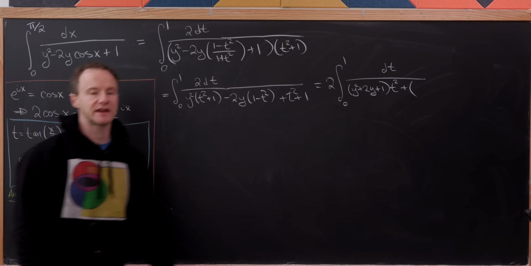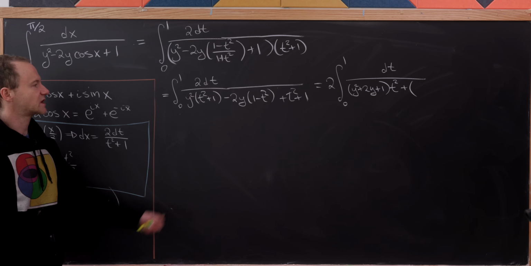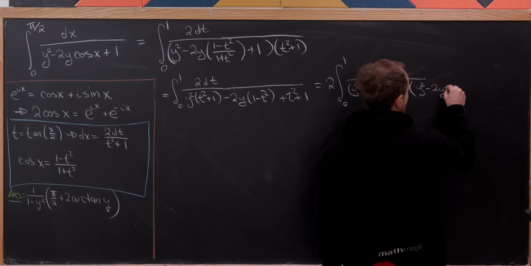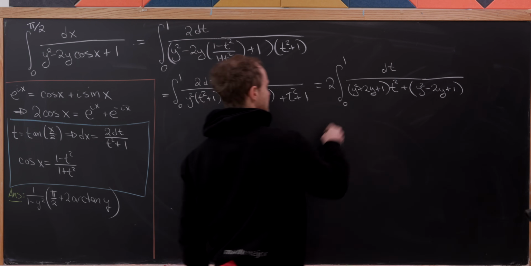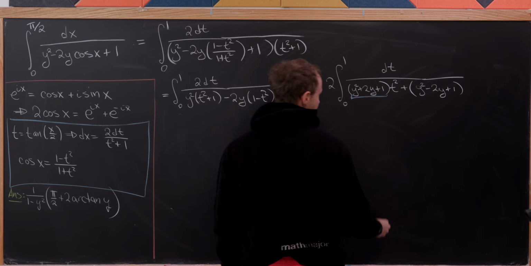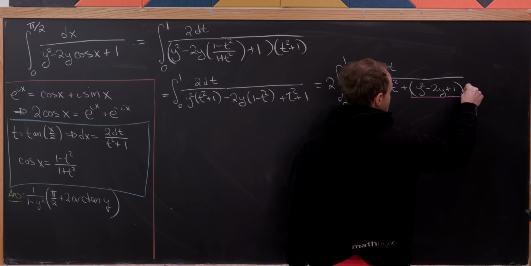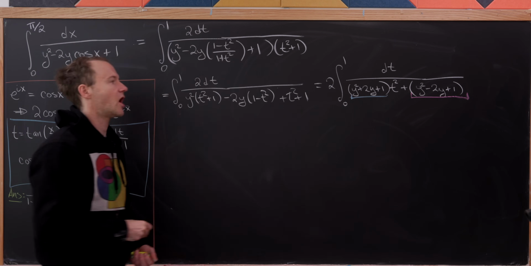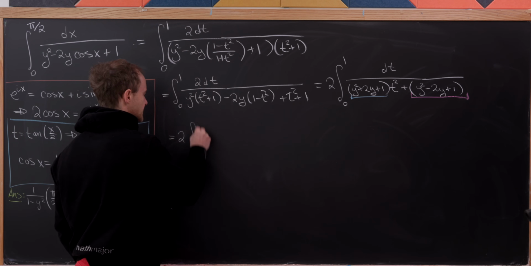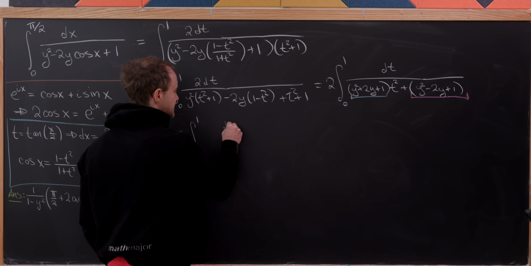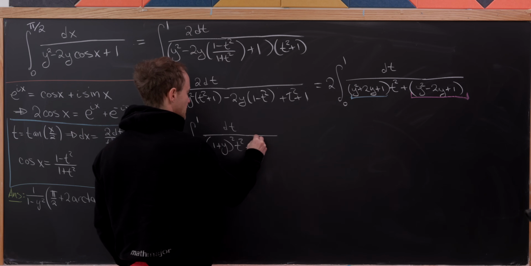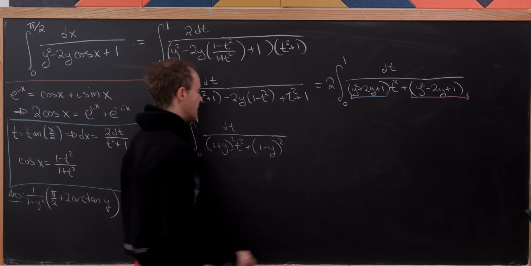And then notice we don't have any linear terms in t, we only have constant terms. And those constant terms are y squared minus 2y plus 1. But observe that those are both perfect squares. By those, I mean this blue underline right here, the coefficient of t squared, and this magenta underline right here, the constant term. So let's factor those out. That'll leave me with 2 times the integral from 0 to 1 of dt over 1 plus y quantity squared times t squared plus 1 minus y all squared.